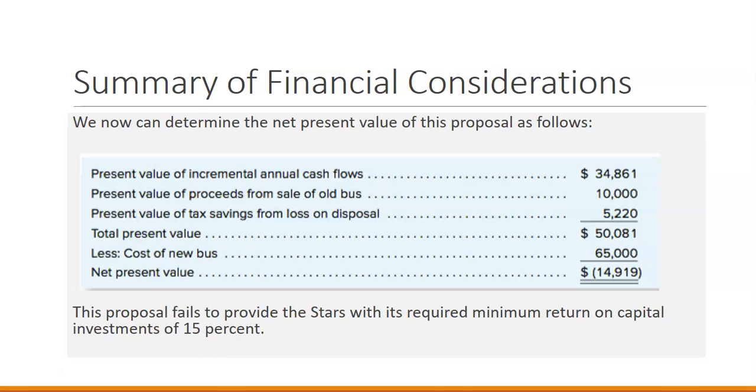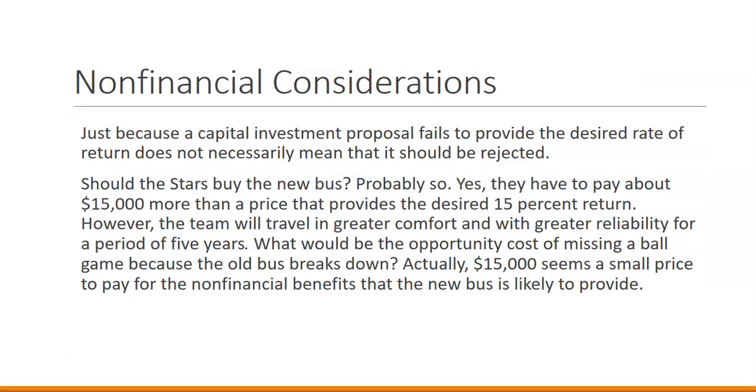But now we have to think about the non-financial considerations. Just because it doesn't meet the desired rate of return doesn't mean it should be rejected. So we have morale of the team, we have better reliability because the old bus frequently breaks down. We're going to potentially save on a lot of repair expense that we can't guess. And that negative $15,000 doesn't seem like an impediment to the improved comfort and reliability that a new bus would provide.